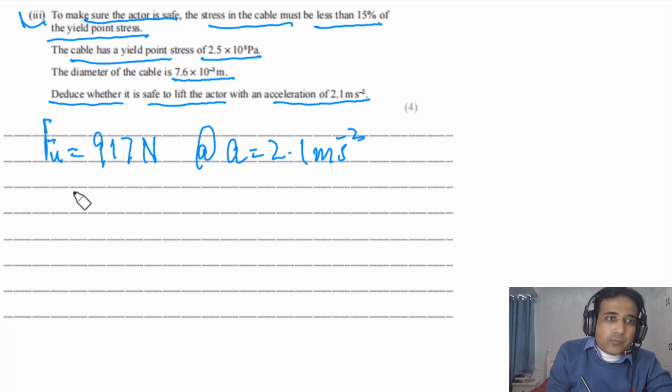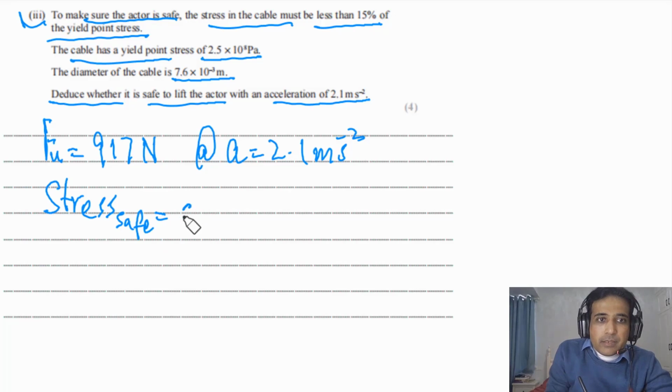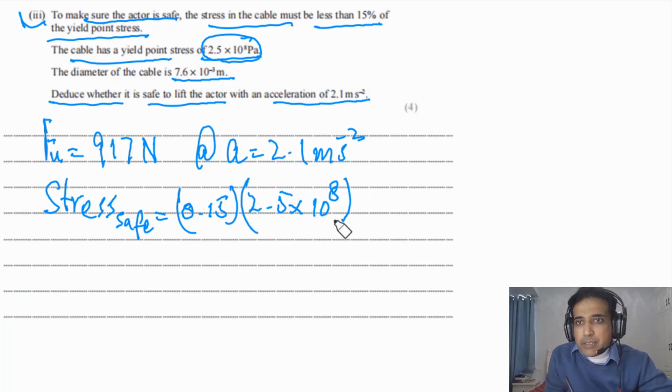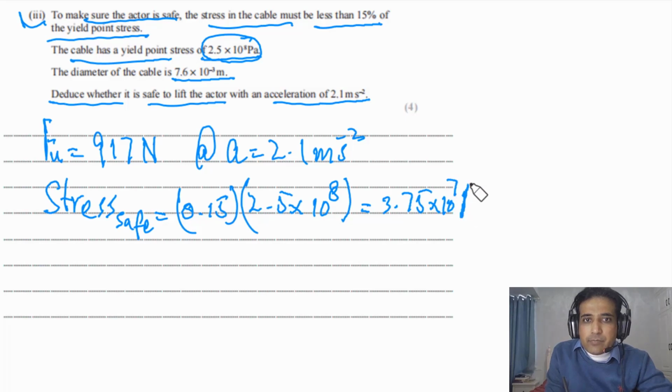So we can find out first of all the safe value of stress. That has to be equal to 15% of the yield point stress, 15% of this value. So we can multiply with 2.5 times 10 to 8 pascals, and if we multiply with this we will get 3.75 times 10 to 7 pascals. So this is the safe value of stress.